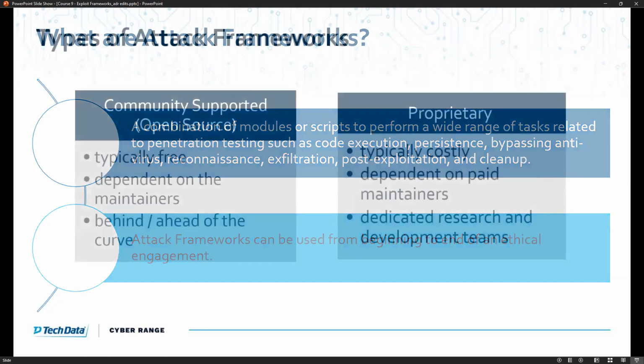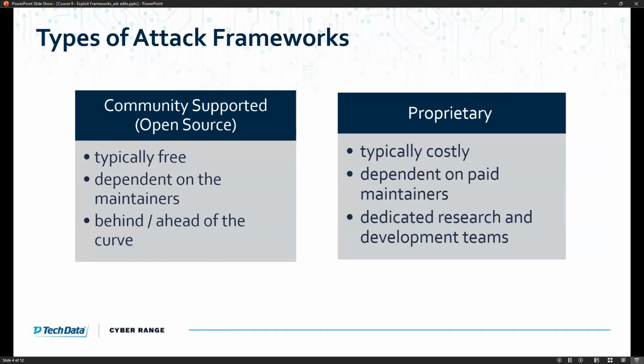So there are two types of attack frameworks that we need to be aware of. There are proprietary attack frameworks and community supported. The difference really comes down to whether one costs something or if it is free. They are both dependent upon their maintainers. Community supported projects typically don't have paid maintainers, whereas proprietary attack frameworks do. One of the other key differences is that a community supported project can either be behind or ahead of the curve in relation to emerging vulnerabilities and different types of exploits for them. Whereas proprietary solutions have a steady release time when they put out exploit packs or give an update to their attack framework.